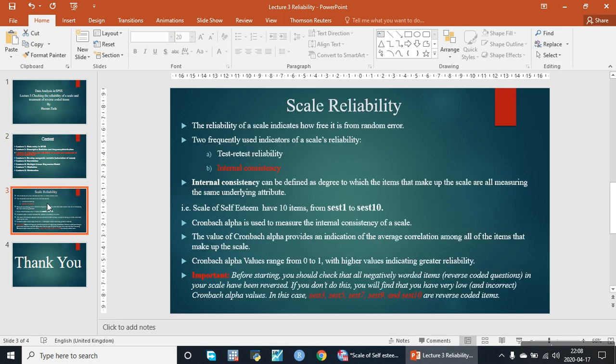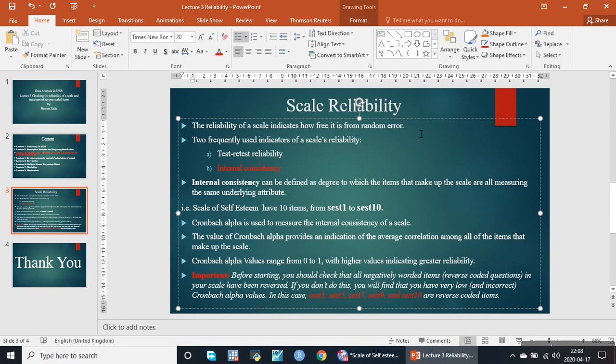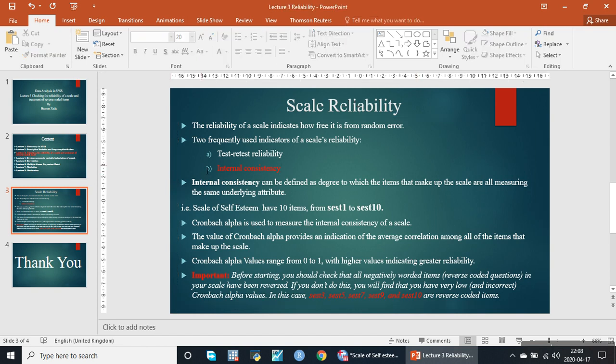So what is scale reliability? The reliability of a scale indicates how free it is from random error. The scale should be reliable and it should be free from error. There are two frequently used techniques to check scale reliability. One is the test-retest reliability technique, and the second is to check the internal consistency of a scale. In this lecture we will use the second one, internal consistency.